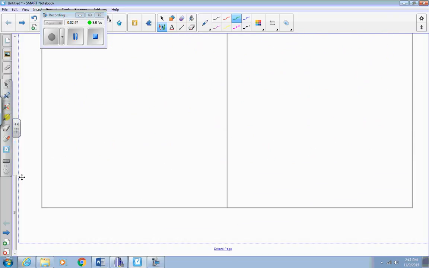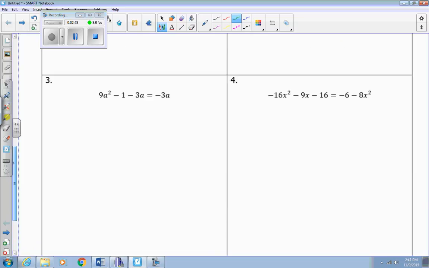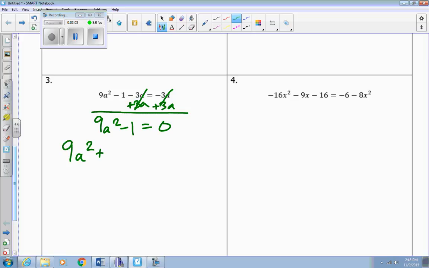Moving on. Set equal to 0, so add 3a. Add 3a. Get 9a squared minus 1. Oh, they actually end up canceling out. So that means we don't have a b, no b. If there's no b, that's like 0b. So our a is 9, b is 0.